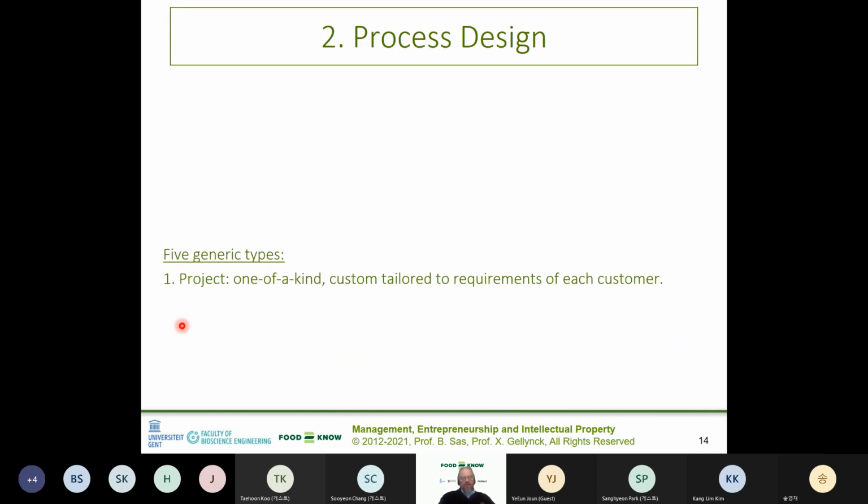For process design, there are 5 generic types: a project, so that's one of a kind, so custom tailored on the request of a specific customer. A job shop, that's the next step, so that's manufacturing of small batches of many different products, where you have different workstations that can do a variety of tasks to make these different products.